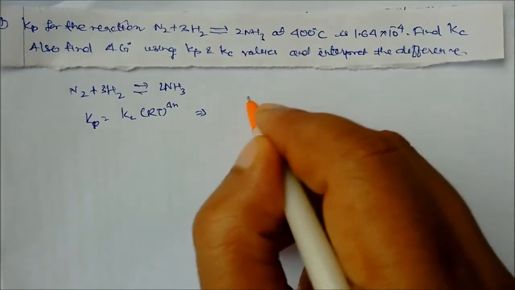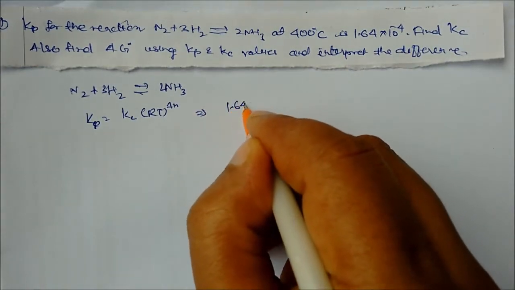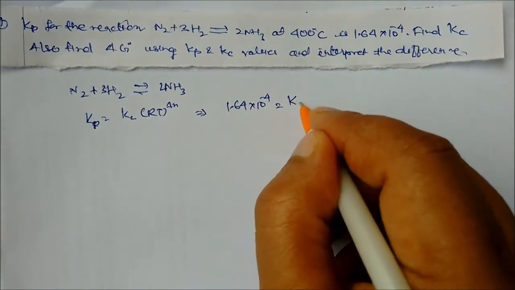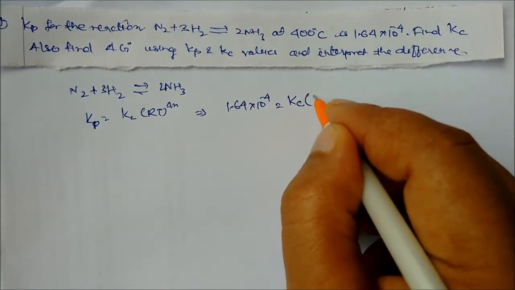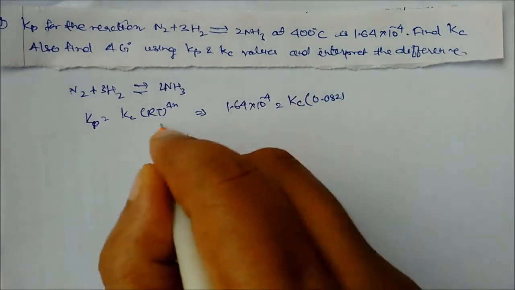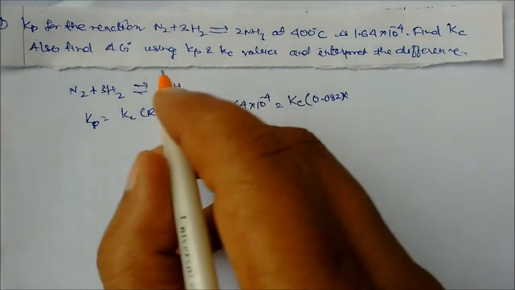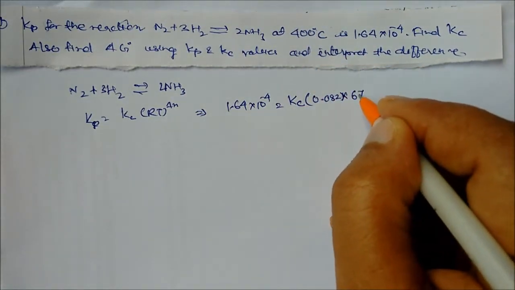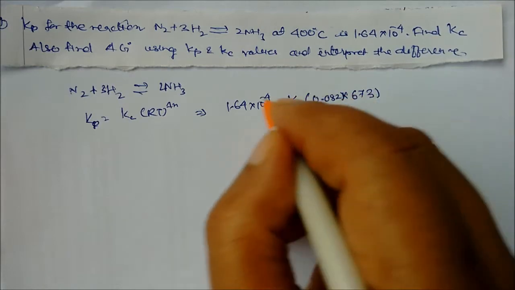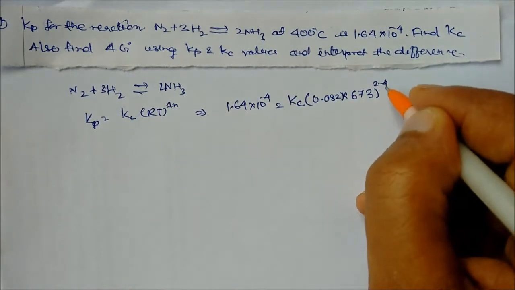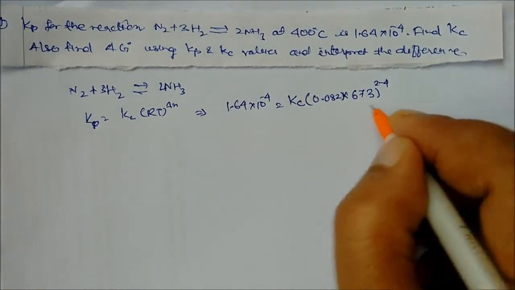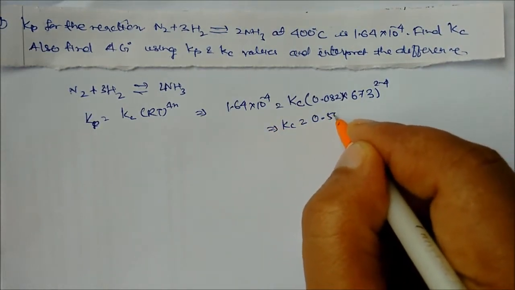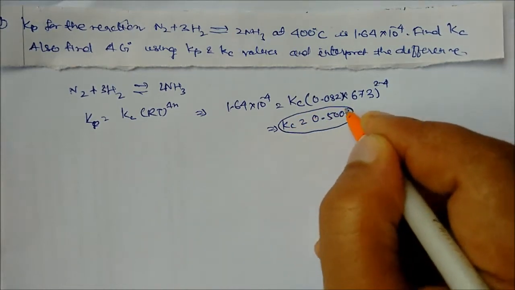So Kp is given here as 1.64 × 10^-4, and Kc we have to find out. So write down Kc and 0.0821, which is the value of R, and the temperature is given as 400 centigrade, so you convert it into Kelvin. This will be 673, and the moles of product minus reactant is 2 minus 4, which is minus 2. So here we will get Kc equal to 0.5006. So we got this much value over here.